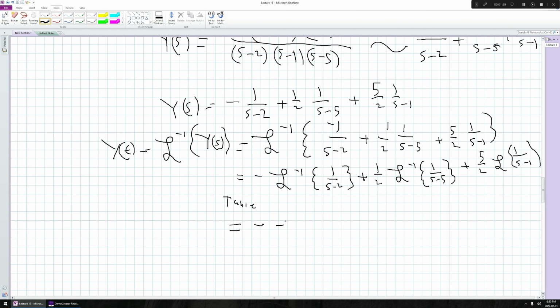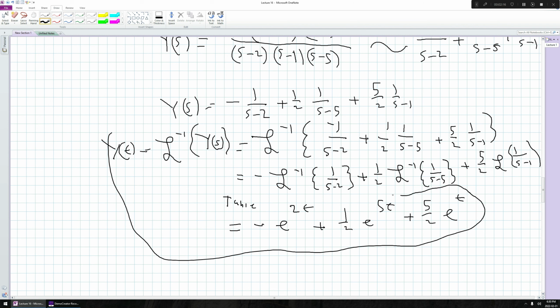This one will be minus e to the 2t. Here, this one would be 1/2 e to the, in this case, 5t. And for this last case, we'd have 5/2, and this would just be e to the t. Okay, so here, this is our final solution for this problem.